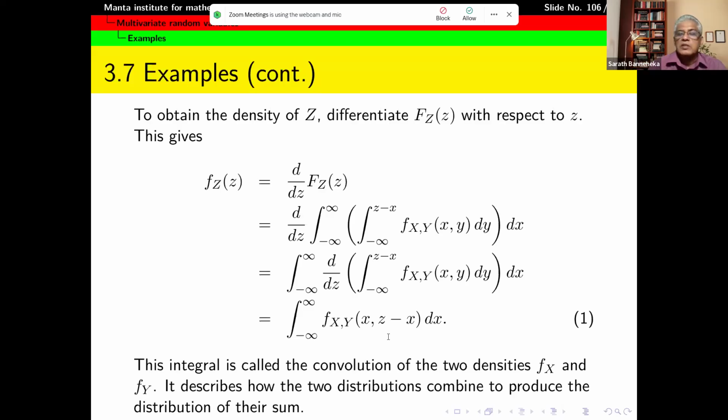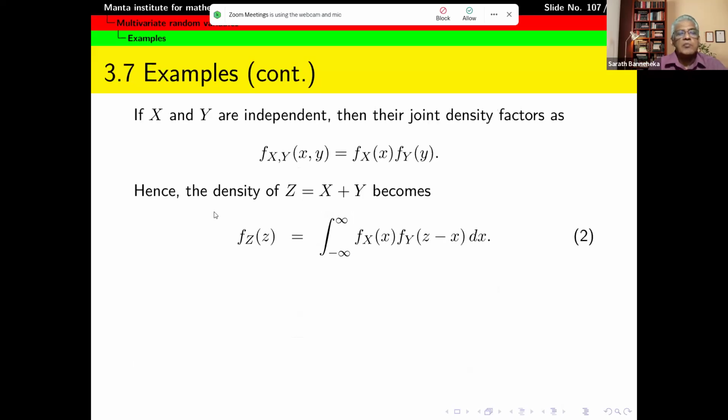Right. But in a special case, if x and y are independent, then we can factorize this, or write down this joint density as a product of two marginals. That is, this part will be equal to f of x evaluated at simply x times f of y evaluated at z minus x. Right. So that will be a special case of that.